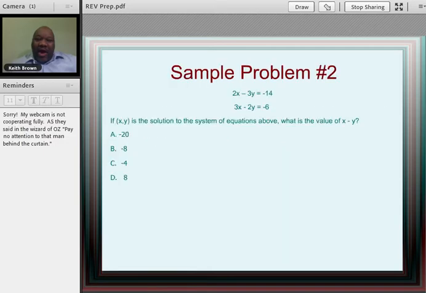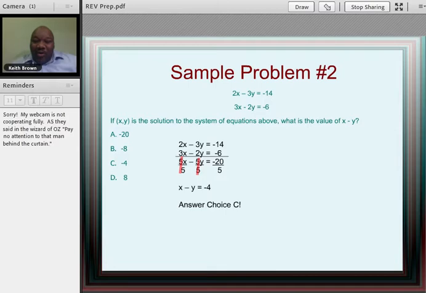Okay, if you'll notice in this original problem, we already have x minus y equals a number and x minus y equals a number. What if we combine those two? So we combine the two equations, we get 5x minus 5y equals negative 20. Divide both sides by 5, and we get x minus y equals negative 4. This was a huge time saver over finding the individual values and putting them together. Once again, our answer choice is C.